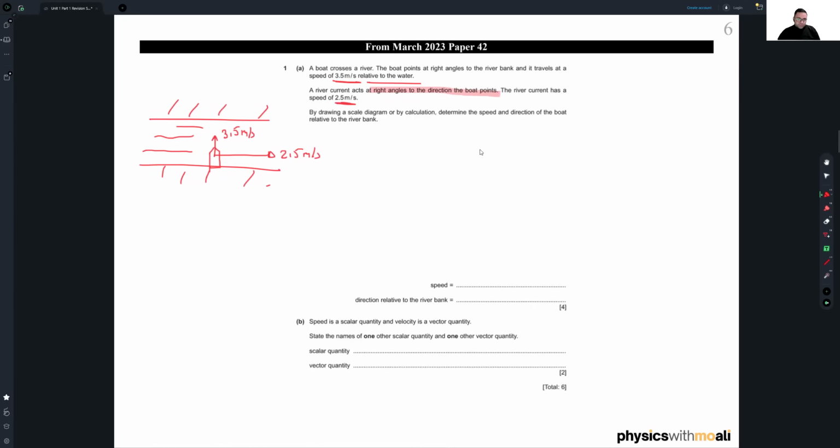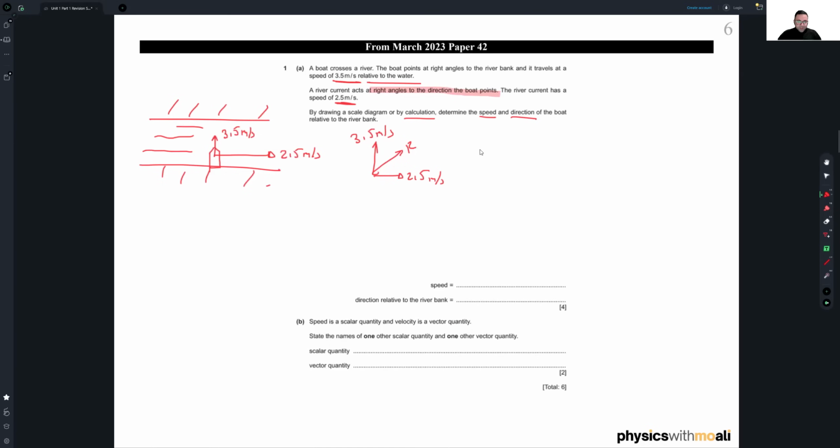Cool. By drawing a scale diagram or by calculation, my favorite method is always calculation, determine the speed and the direction of the boat relative to the riverbank. First, let's deal with speed, and I'll go back to direction. Here's the sketch I want you to do. It's a 2.5 meters per second speed to the right. It's a 3.5 meters per second speed to the top. The resultant is somewhere in the middle.